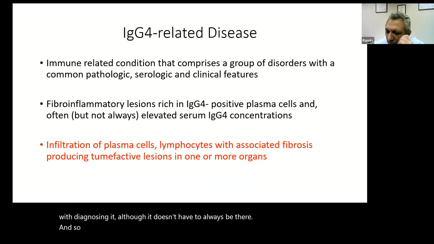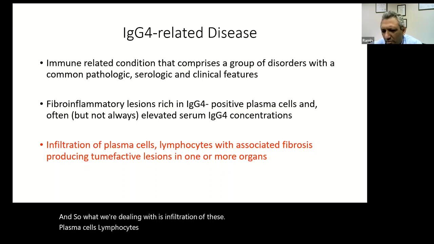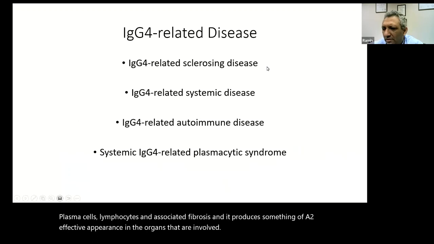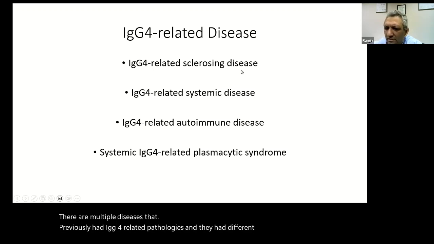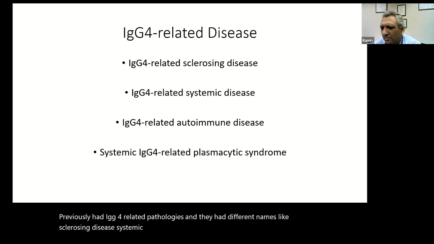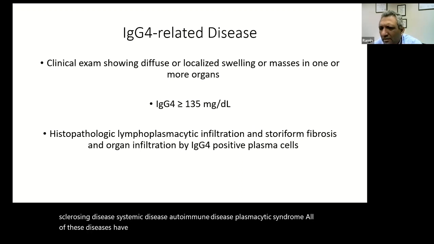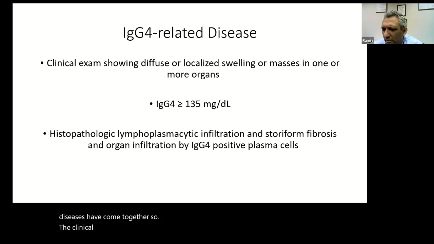What we're dealing with is infiltration of these plasma cells, lymphocytes, and associated fibrosis, and it produces something of a tumefactive appearance in the organs that are involved. There are multiple diseases that previously had IgG4 related pathologies, and they had different names like sclerosing disease, systemic disease, autoimmune disease, plasmacytic syndrome. All of these diseases have come together. The clinical exam shows diffuse or localized swelling or mass in one or more organs.